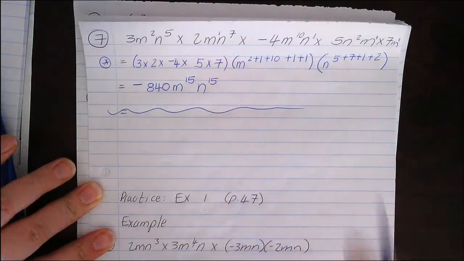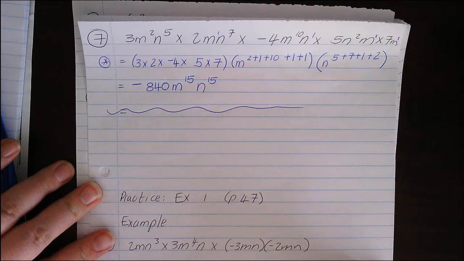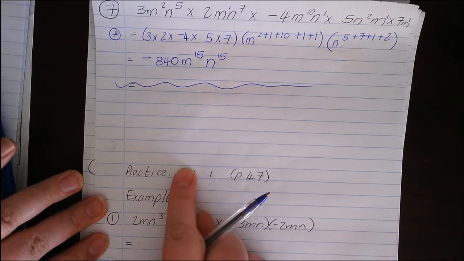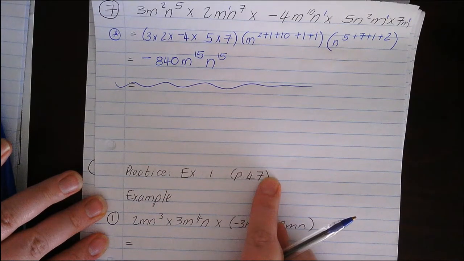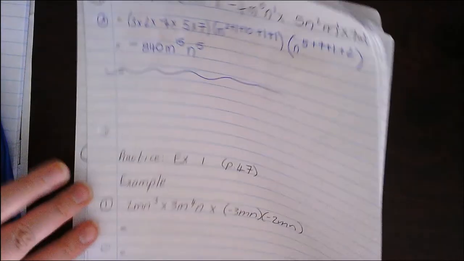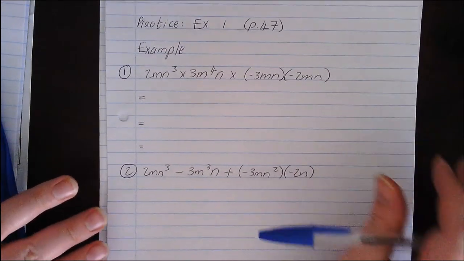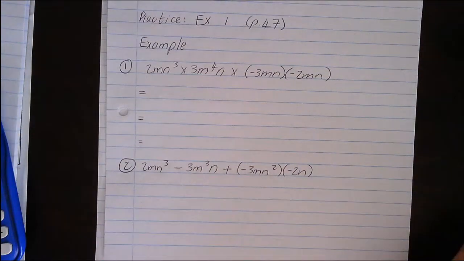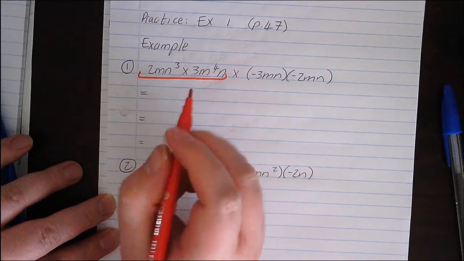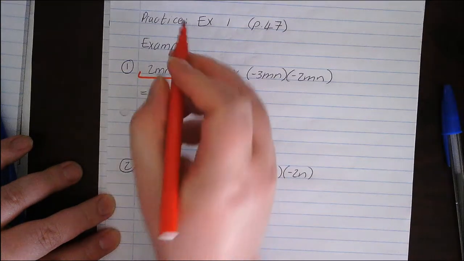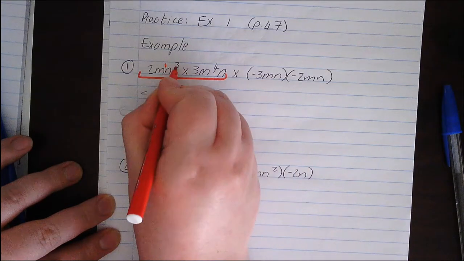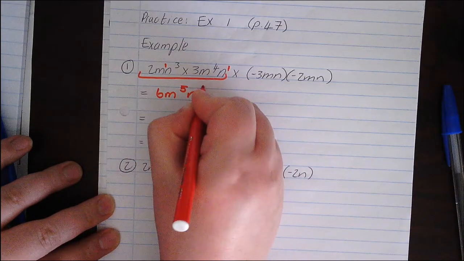You can split this up into more steps, but you really don't have to. To practice all of this, you're going to go to exercise 1 on page 47 of your grade 8 textbook. Let's have a look at some more complicated questions. Over here, we want to multiply these together. Okay, we have 2 times 3, that's 6. Add this exponent to that exponent, that's 5. Add this exponent to that exponent, that's 4.